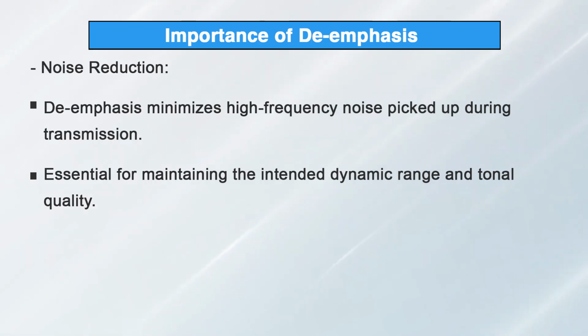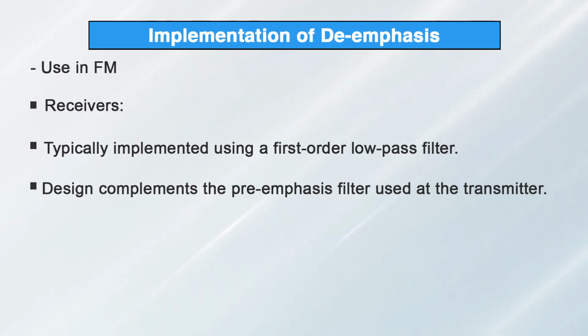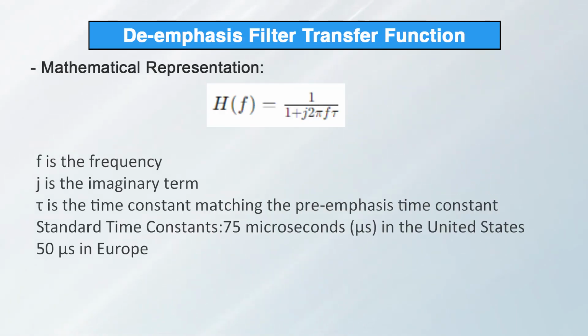Now, let us discuss the implementation of de-emphasis. De-emphasis is typically implemented in an FM receiver using a first order low pass filter. The design of this filter is complementary to the pre-emphasis filter used on the transmitter side. The transfer function of the de-emphasis filter can be represented as H(f) = 1 / (1 + j2πfτ), where f is the frequency, j is the imaginary term and τ is the time constant that matches the pre-emphasis time constant.